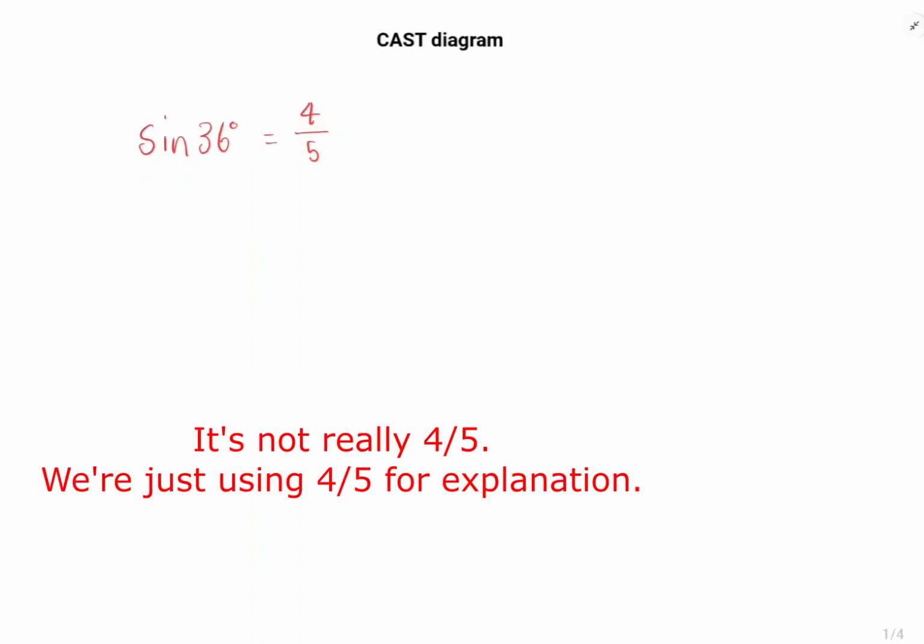Guys, in this video we're going to continue with our explanation of how to use a CAST diagram in specific situations. So for this video, a situation that we're going to look at is if they give you a trigonometric ratio, for instance, and then they say, let's say sin 36 degrees is equal to 4/5. And then the question wants you to give cos 36 degrees without using a calculator.